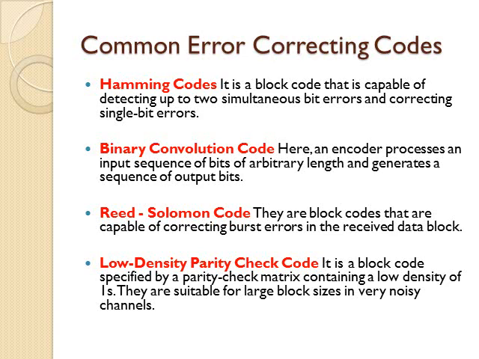Reed-Solomon codes are block codes that are capable of correcting burst errors in the received data blocks. Low density parity check code is a block code specified by a parity check matrix containing a low density of ones. They are suitable for large block sizes in very noisy channels.